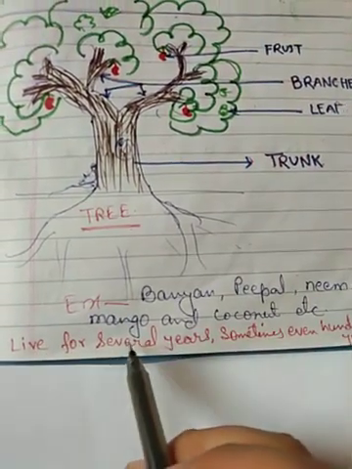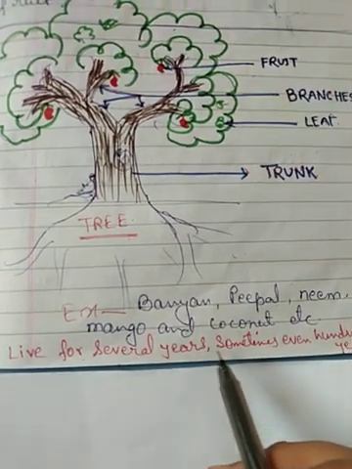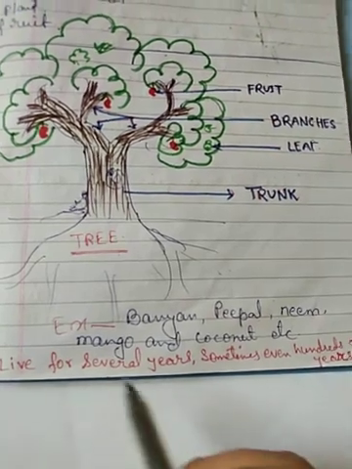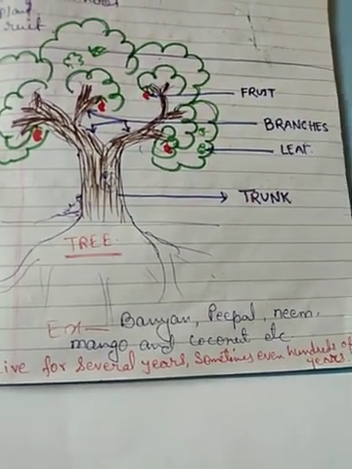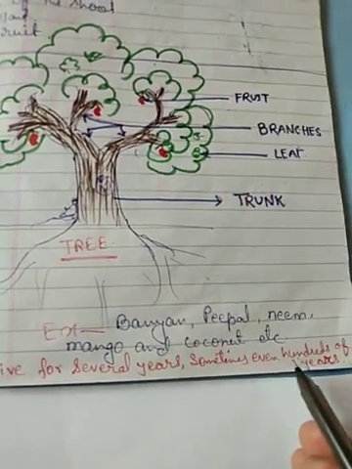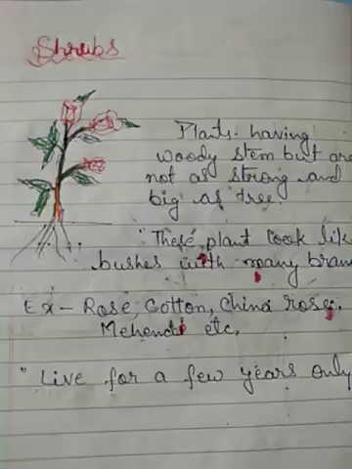Trees live for several years and sometimes even hundreds of years. These trees have a big lifespan. They live for more than 100 years also.